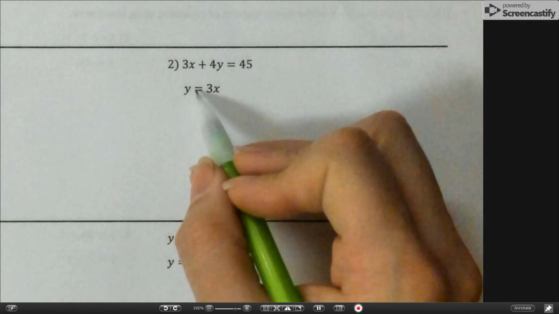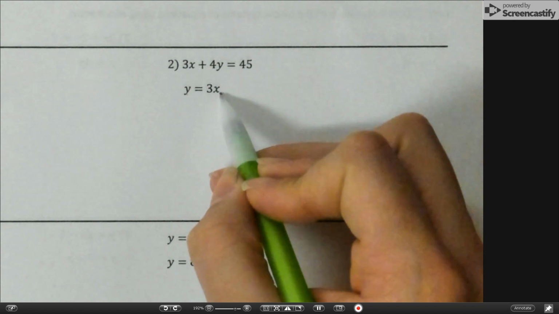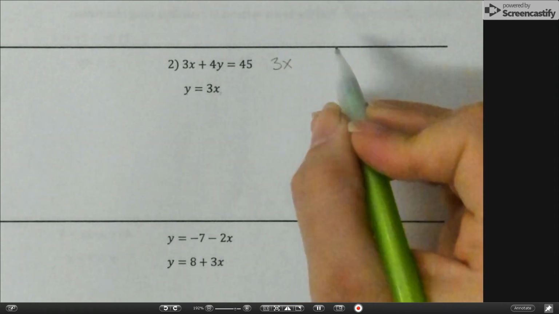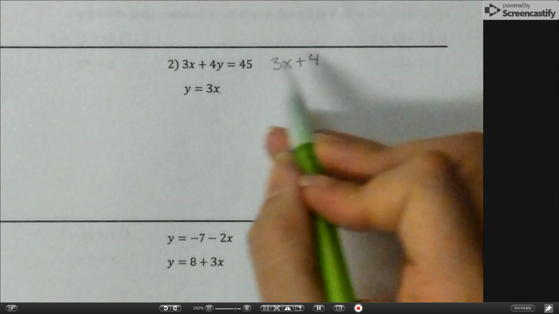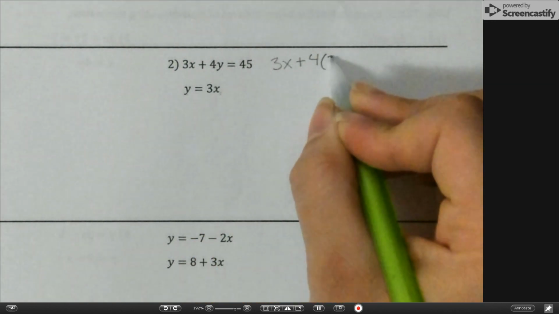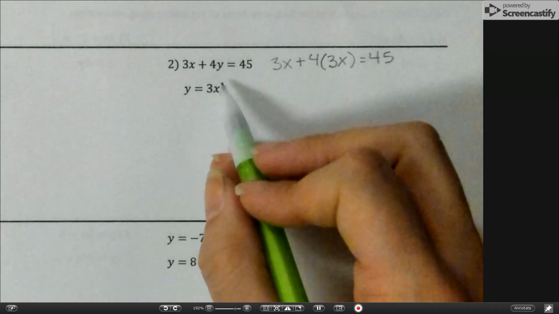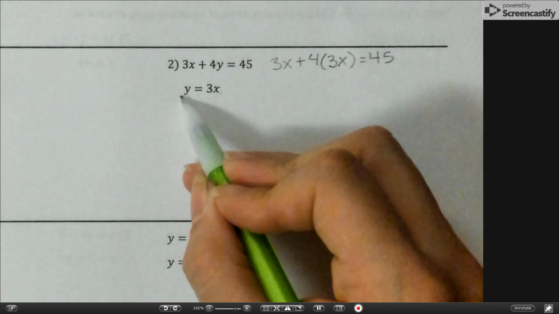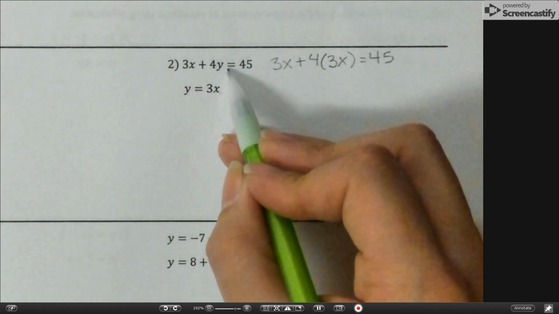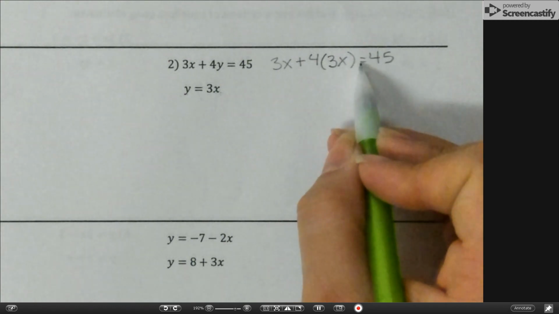So that tells us that when we have this variable equal to something else, we can substitute whatever that is for that variable. So when we rewrite this equation, I'm going to rewrite 3x plus 4, and then y is now going to be 3x. So I'm going to replace y with 3x. All I did was take this value that y is equal to, and put it where y used to be. Here we have 3x plus 4y equals 45. Here we have 3x plus 4, and then this new y, equals 45.